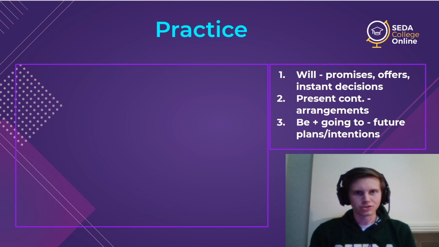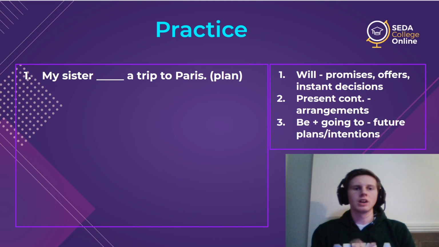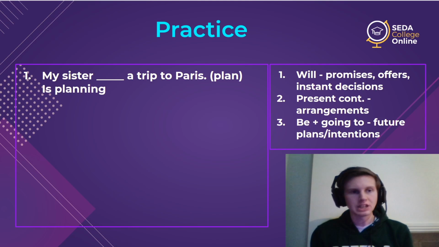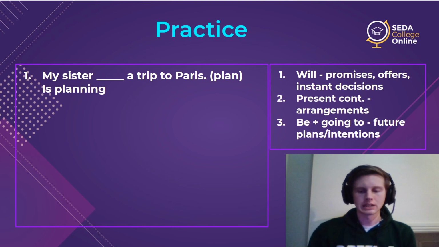And so let's try. First sentence, my sister, blank, a trip to Paris. The verb is plan. What do you think? Is it going to be will, present continuous, or be going to? All right. If you said is planning, you are correct. My sister is planning a trip to Paris. Here we've got travel. Clearly travel. So it's more natural to use the present continuous in this context.